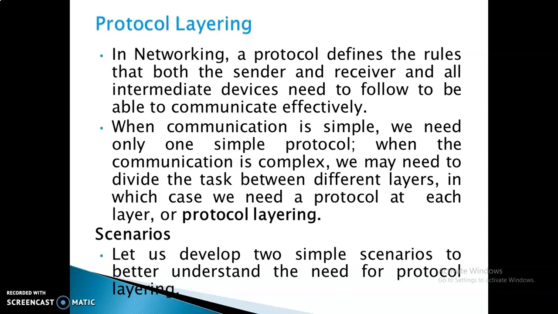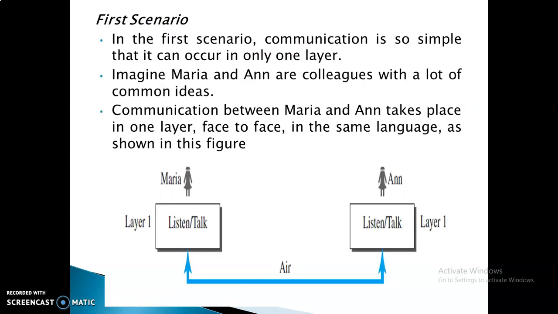First scenario: let us develop two simple scenarios to better understand the need for protocol layering. The first scenario is that the communication is so simple that it can occur in only one layer. We consider the example of Maria and Anne, both colleagues working in the same organization. They only talk and listen. Communication between Maria and Anne takes place in one layer, face to face in the same language, as shown in the diagram.